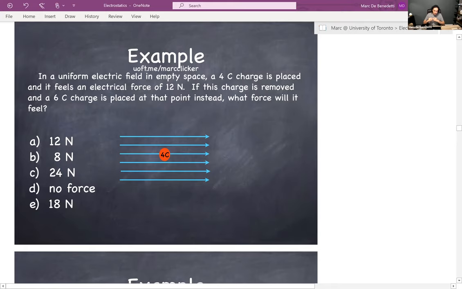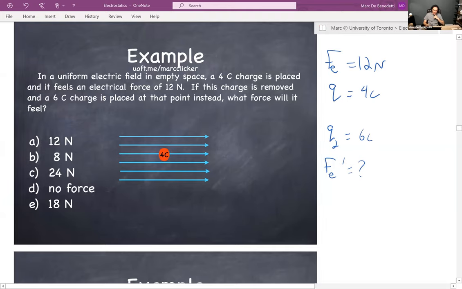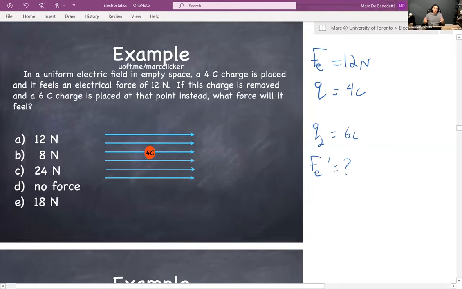In a uniform electric field in empty space, a 4 Coulomb charge is placed as shown below, and it is known to feel an electric force of 12 newtons. So F electric we know is 12 newtons. We know the charge is 4 Coulombs. If this charge is then removed and a second charge of 6 Coulombs is placed there instead, what force would it experience? This question partially illustrates the usefulness of the electric field.